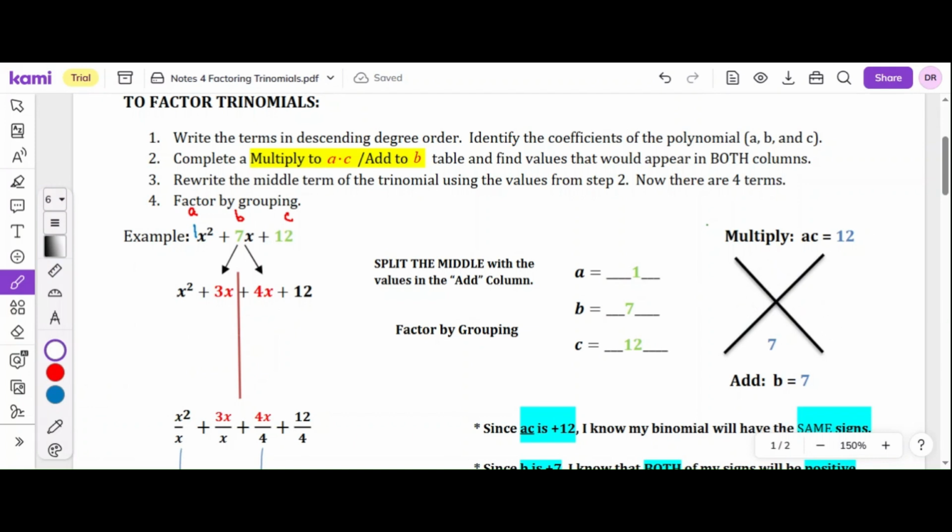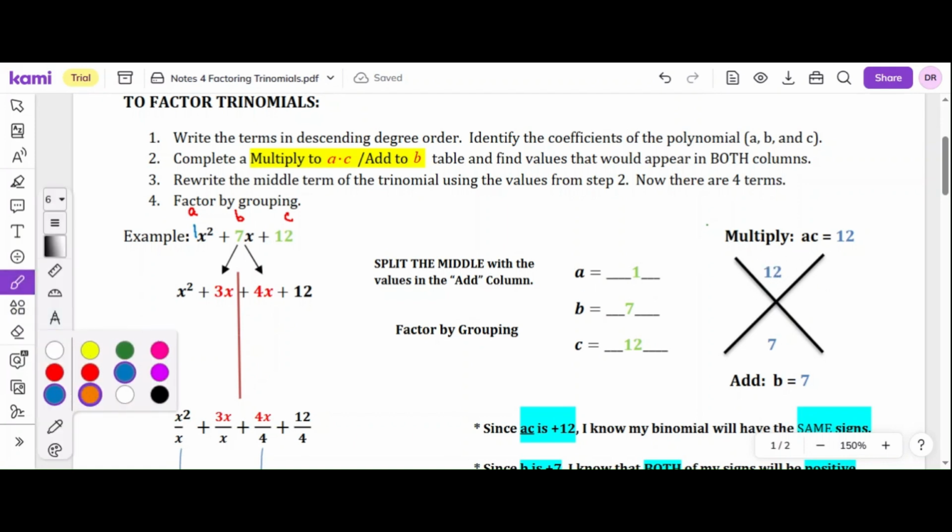And to fill in these two parts, we ask ourselves at the top, what is A times C? What do we get when we multiply the value of A times the value of C? In this case, what is 1 times 12? In this first scenario, 1 times 12 would give us a positive 12. Below in this chart, we have the value of B, and B in this scenario is positive 7. So what we need to do is find these other two numbers that go on the sides. And to get those, we need to find some numbers that multiply to 12.